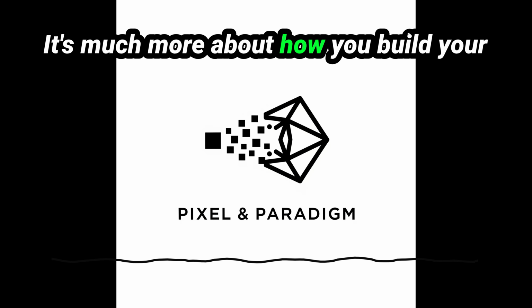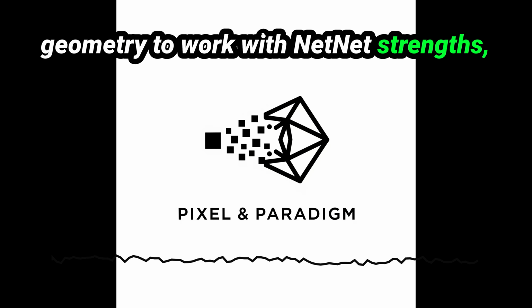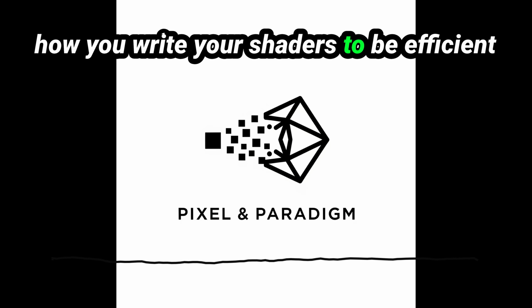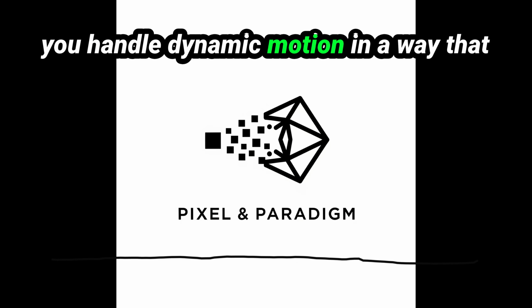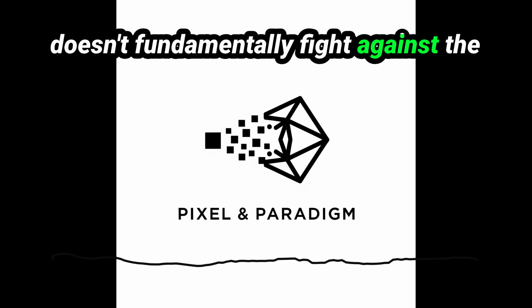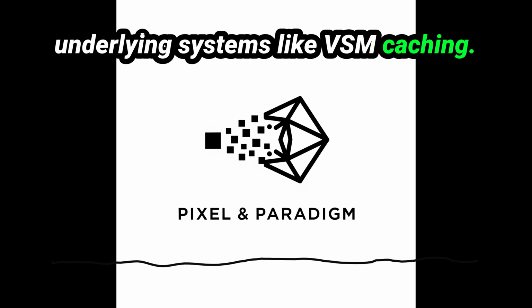It's much more about how you build your geometry to work with nanite's strengths, how you write your shaders to be efficient in this new virtualized world, and how you handle dynamic motion in a way that doesn't fundamentally fight against the underlying systems like VSM caching.